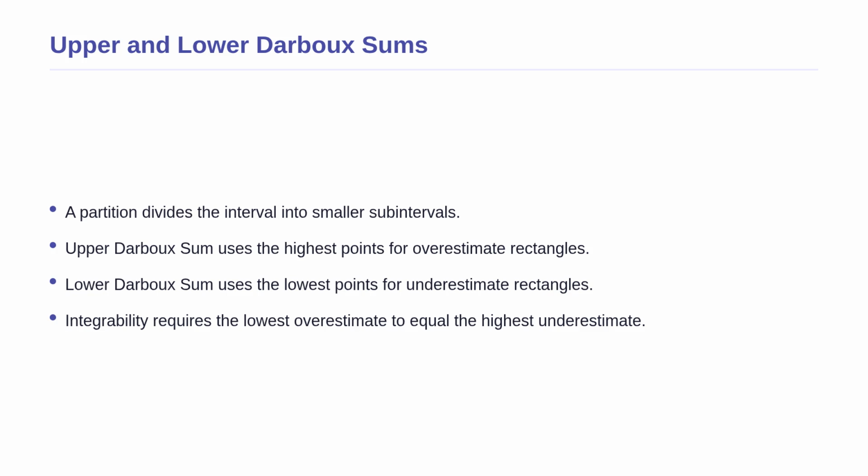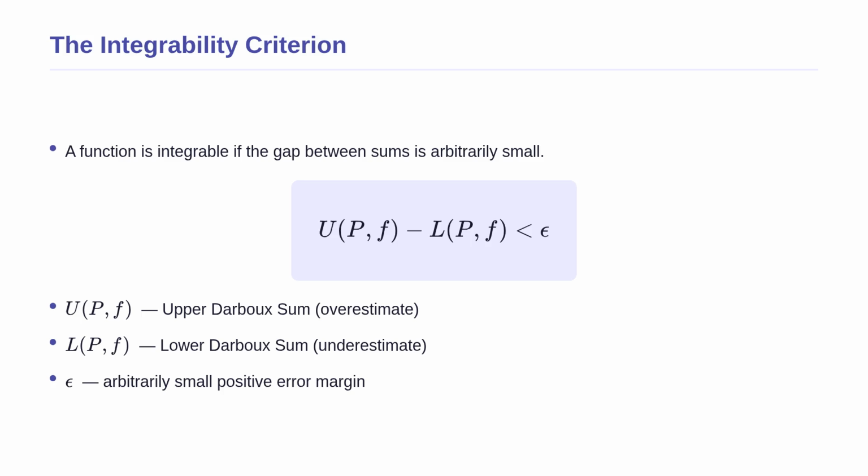A function is considered Darboux integrable if the lowest possible overestimate exactly equals the highest possible underestimate. This is the core concept of Riemann integration. Since calculating exact theoretical limits is incredibly difficult, this brings us to a highly practical test known as the integrability criterion. Conceptually, this formula states that a function is integrable if and only if, for any tiny error margin you choose, you can find at least one partition where the difference between the upper and lower Darboux sums is strictly less than that error margin.